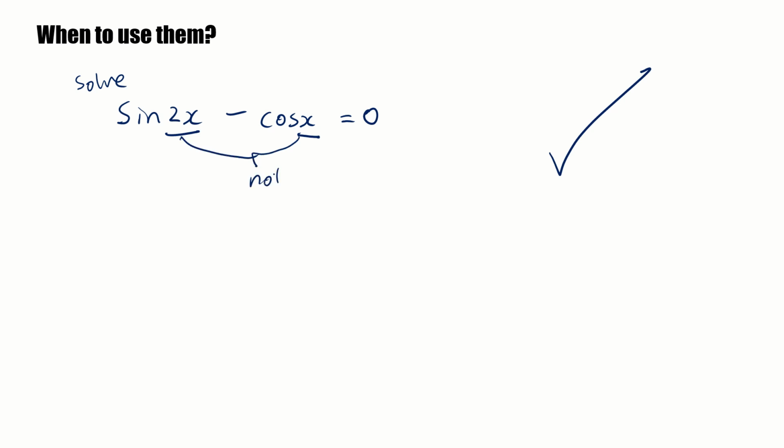For instance, if you had sine 2x minus cos of x equals 0. This is an equation to solve. We're not actually going to solve it now, but this is a situation where we would want to use double angle identities, because there's a 2x inside one thing and an x inside the other. Those two things are not matching, and so therefore we use double angle identities to help us. Cool, so there we go, very simple rule there.